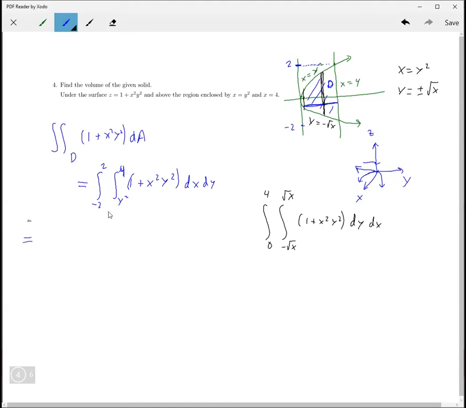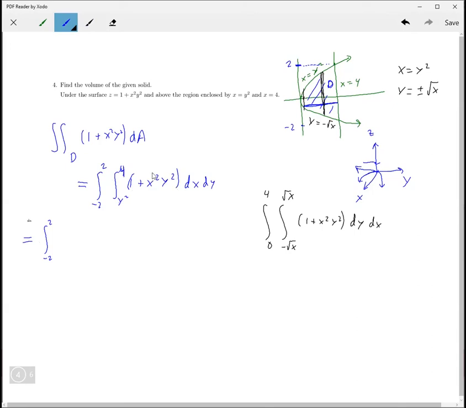Okay, another thing that you can do, if you realize the nature of this, well, I better just leave it alone. You can actually take this outer one from 0 to 2 and double it instead of going from -2 to 2. That's what I was going to say.